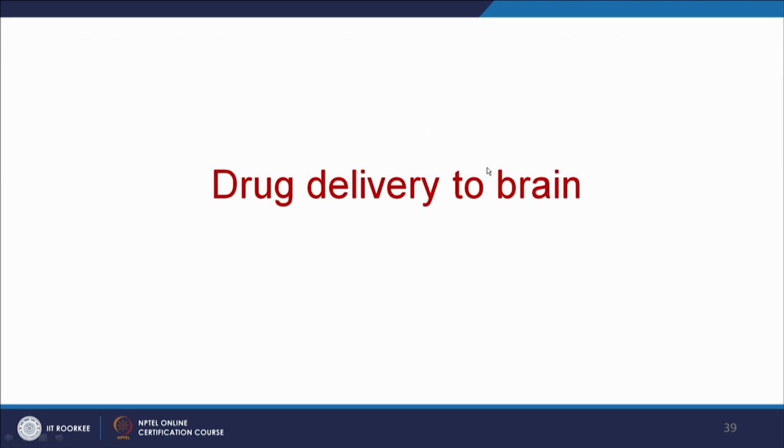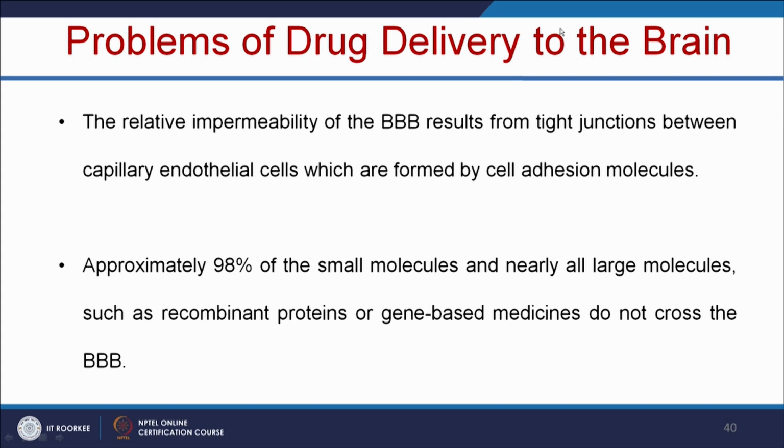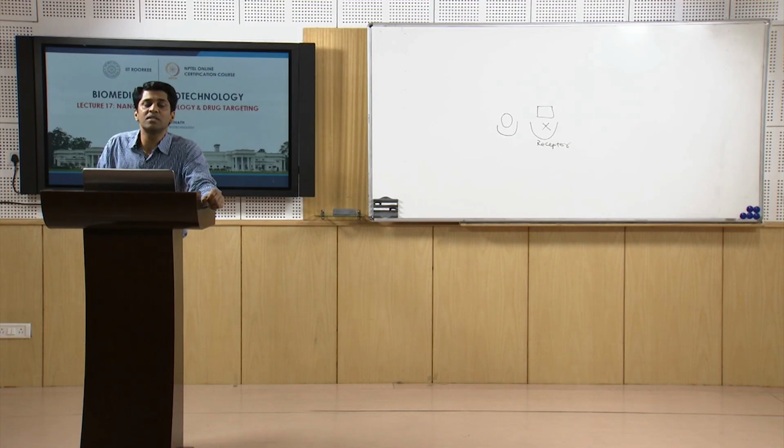Now let us see how we can deliver the drug to the brain. The problem of drug delivery to the brain is the relative impermeability of the blood brain barrier. That is mainly due to the tight junctions between the capillary endothelial cells, which are formed by cell adhesion molecules. Approximately 98% of small molecules and nearly all large molecules, such as recombinant proteins or gene based medicines, do not cross the blood brain barrier. That is a major problem for delivering the drug to the brain, since most drugs cannot cross it.